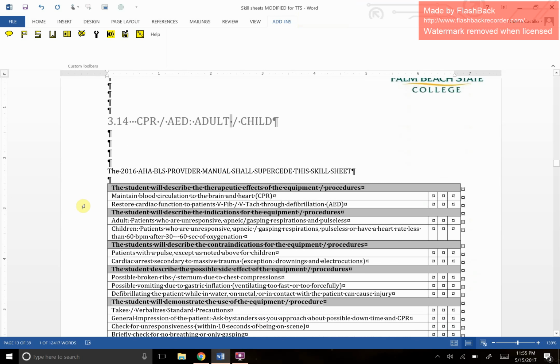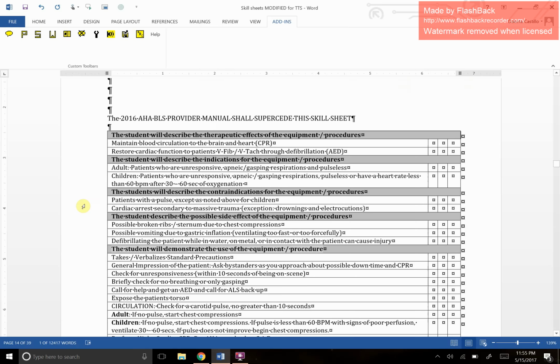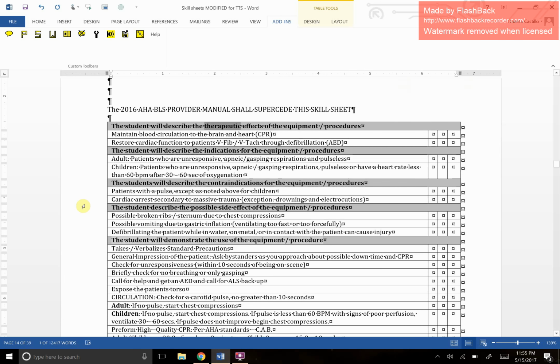3.14 CPR/AED, adult/child. The 2016 AHA BLS Provider Manual shall supersede this skill sheet. The student will describe the therapeutic effects of the equipment/procedures. Maintain blood circulation to the brain and heart, CPR. Restore cardiac function to patients in VFib/VTach through defibrillation, AED.